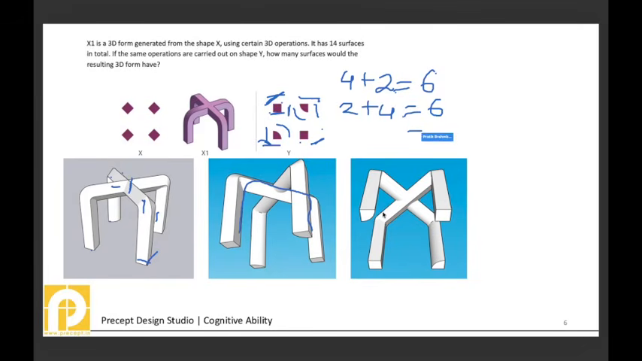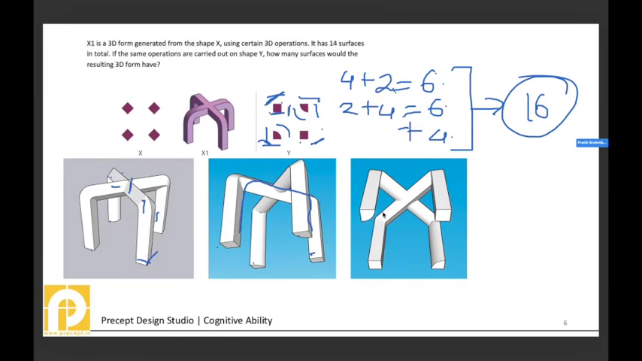Additionally, besides what we have already counted, there will be certain surfaces left around, which are the base. The base has 1, 2, 3 and 4 faces, so 4. So the addition of all of them, 6 plus 6 plus 4, will be 16 total surfaces made in the 3D. Okay, we'll now move to the next one.